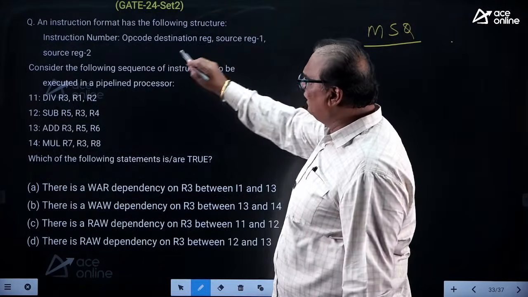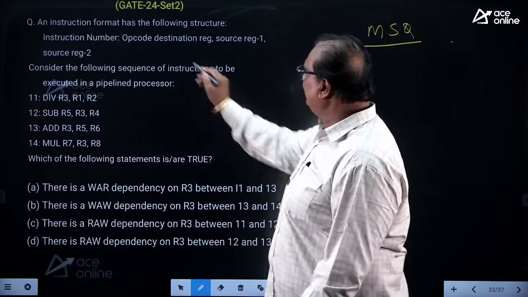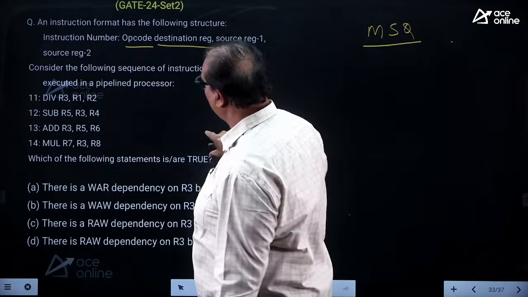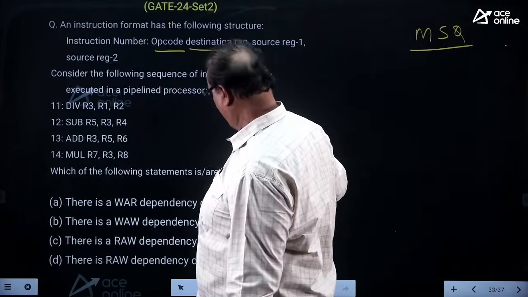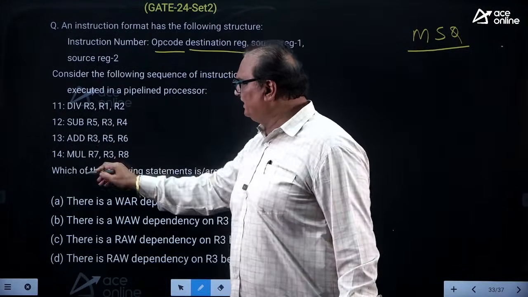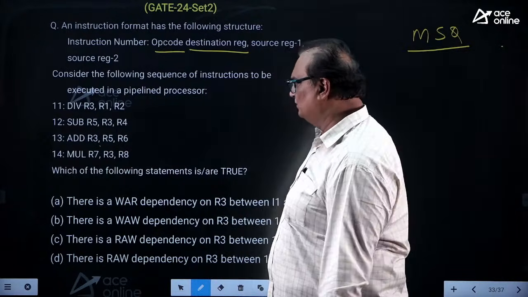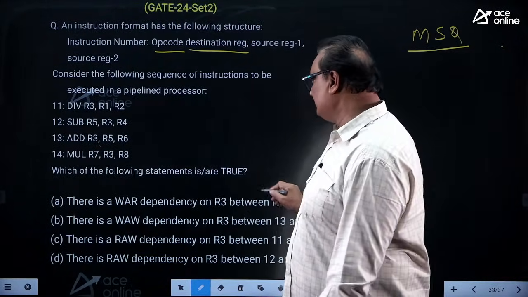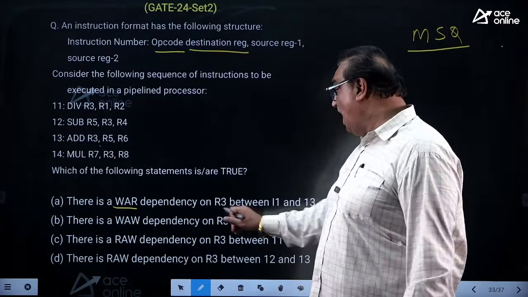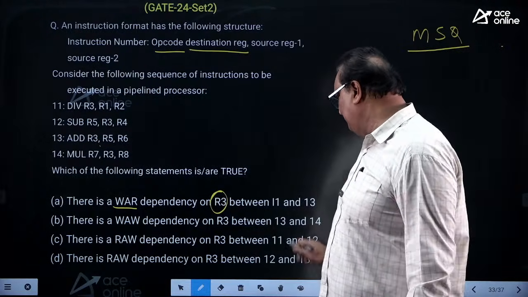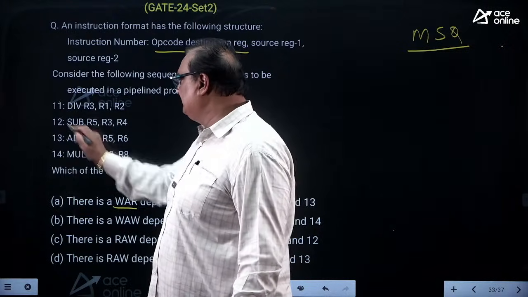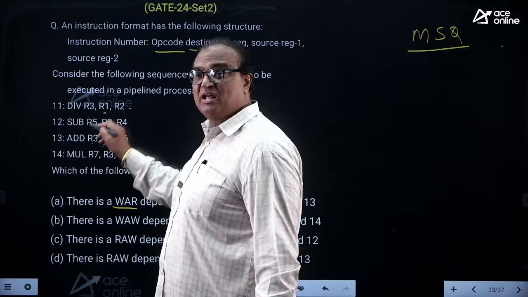An instruction format has the following structure: instruction number, opcode, destination register, source register 1, source register 2. These are the instruction numbers, next the opcode, next the destination register, source register 1 and source register 2. He gave 4 instructions. Which of the following statements are true? Option A: there is a WAR, meaning anti-dependency, on R3 only, between I1 and I3. I3 output is R3. It is not present in the input of I1, so false.